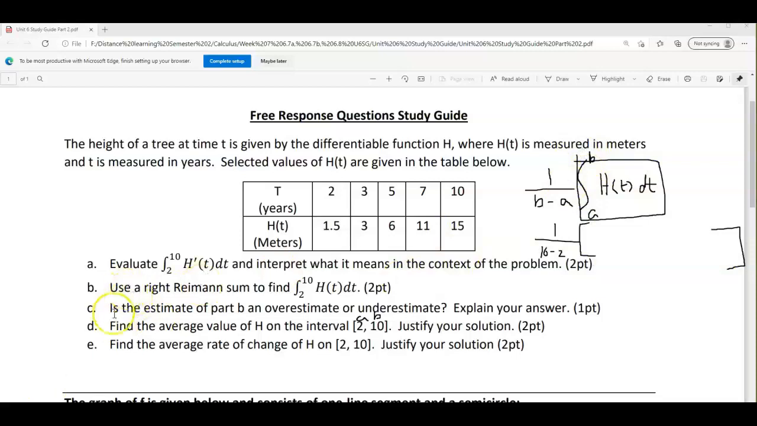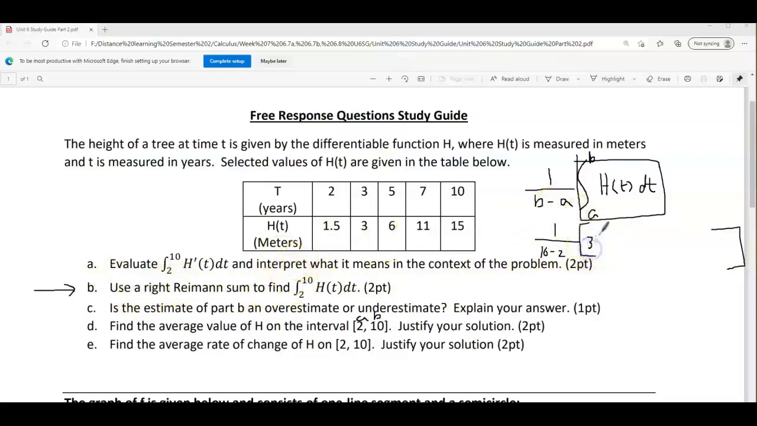Now, another thing I should have put in here, so I think I'm going to change it and re-upload it. But anyway, I should have said find the average value of h on the interval using your answer from part B. Or I might have said using a right-handed sum, because you need a way to get this integral. Well, we already did that in part B. We did it with a right-handed sum. So on your test, I'll be more specific and I'll state that, okay, use the right-handed sum, or I just might say using what you got from part B.